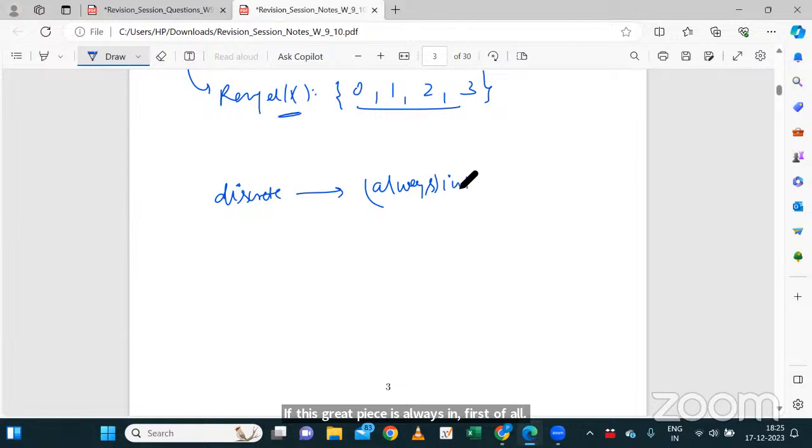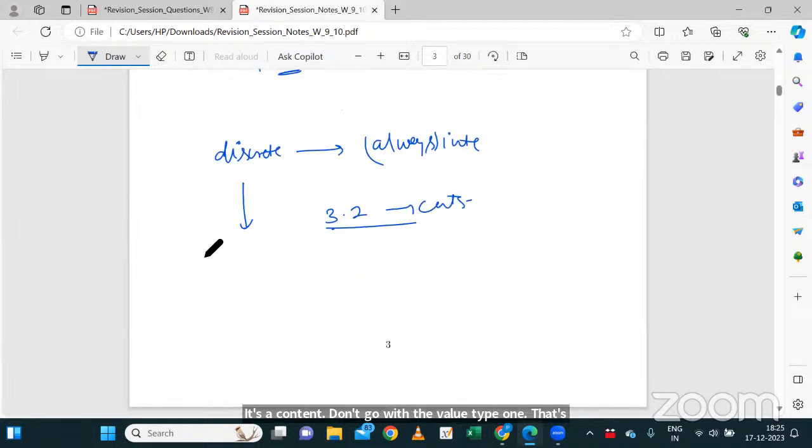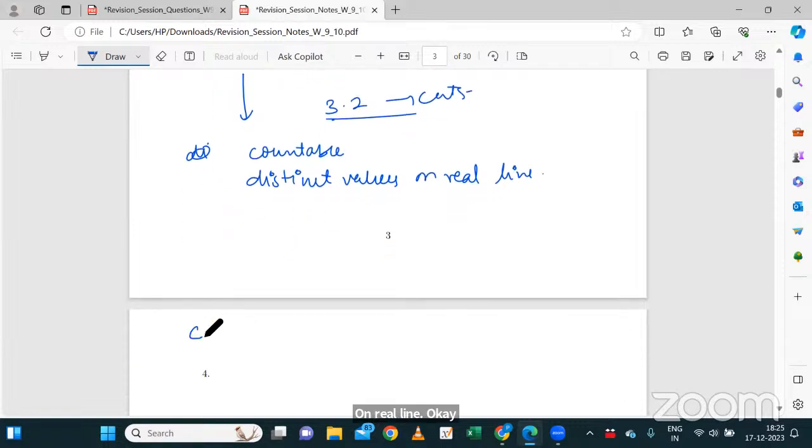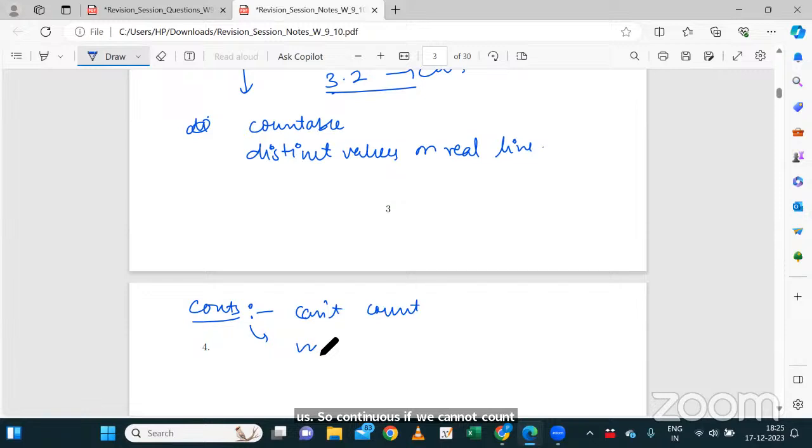People make the mistake of simply saying 3.2 is continuous. Don't go with the value; try to understand the concept first. Discrete means it's countable, I can count, and it will take distinct values on the real line. Continuous we cannot count, only measure. I can measure, but I cannot count a continuous random variable.